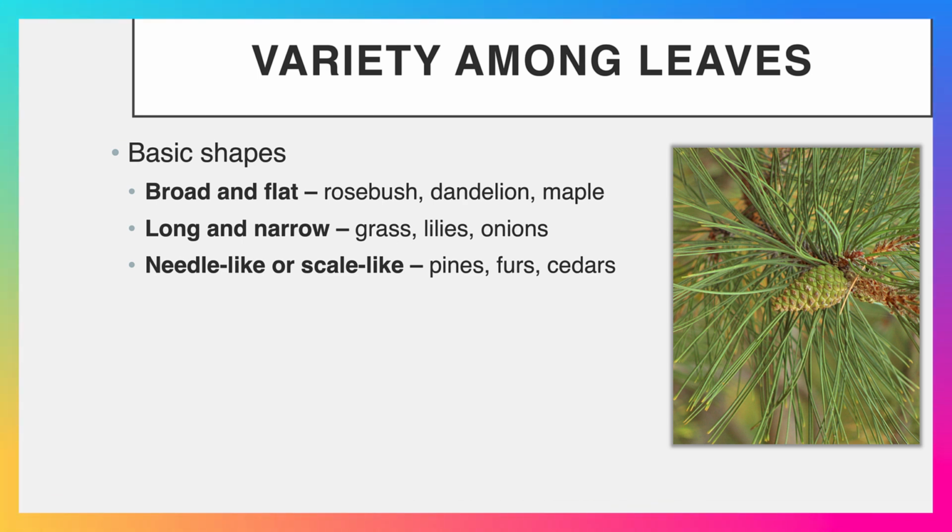The first is the broad or flat leaf. The examples of these include a maple tree, a dandelion, and a rosebush. There's also the long, narrow leaves that are seen with grasses, lilies, and onions. And then there are the needle-like or scale-like leaves, which are shown in the picture here, which are seen in pines, firs, and cedar trees.